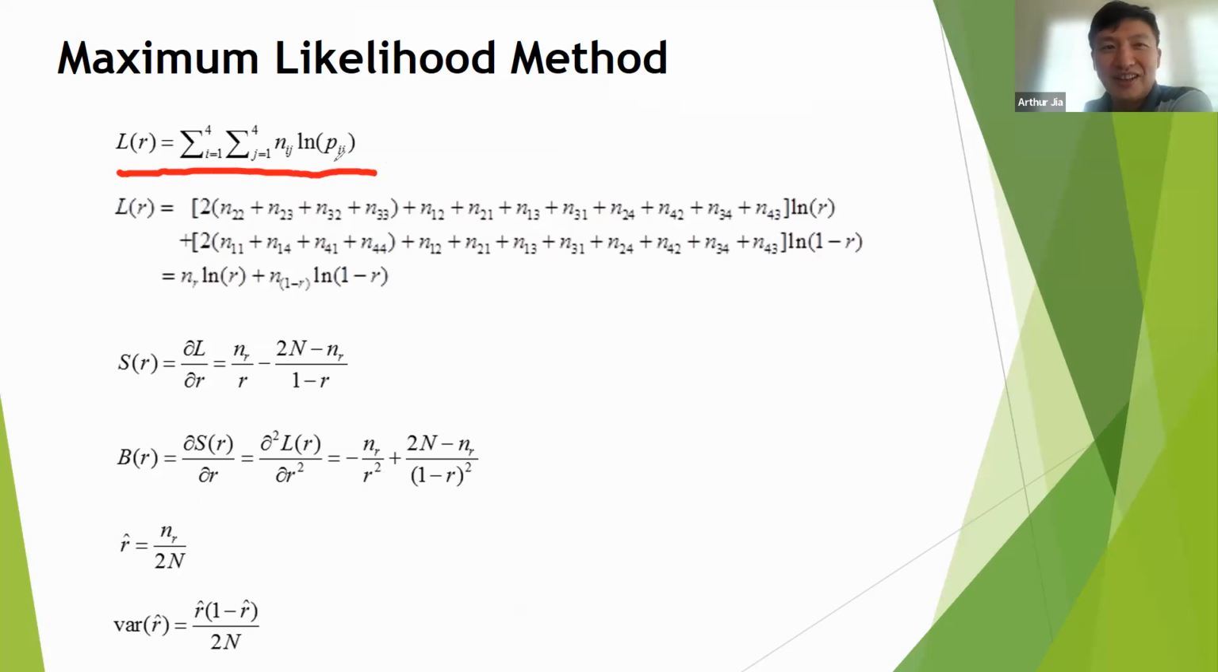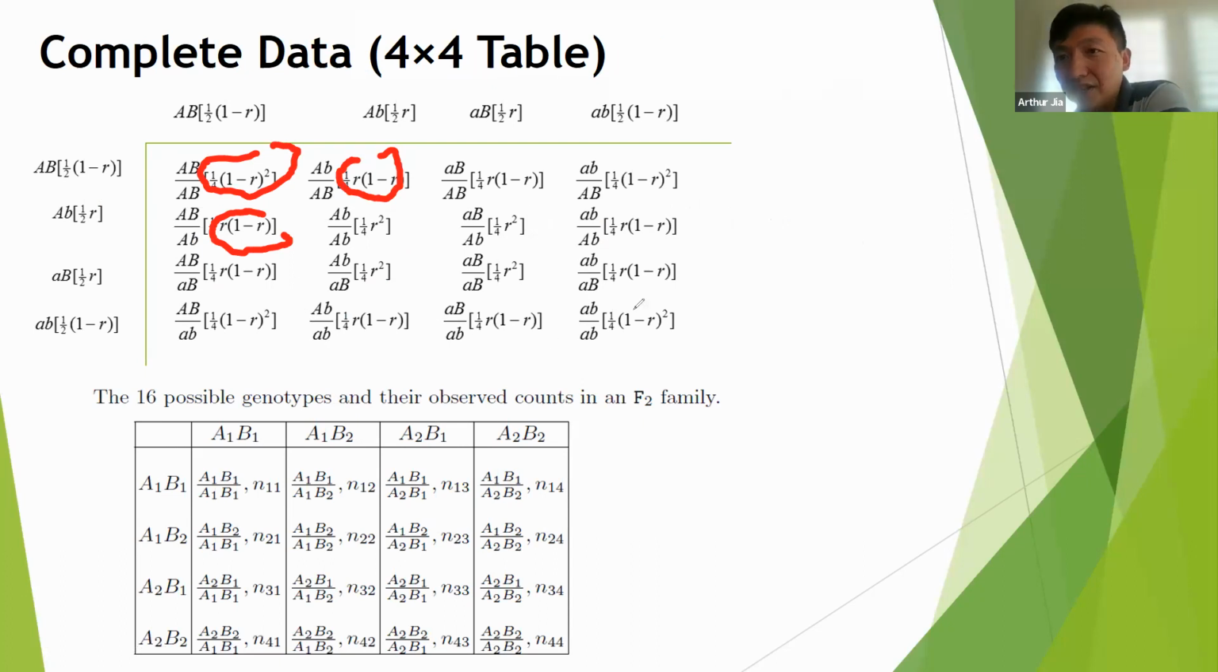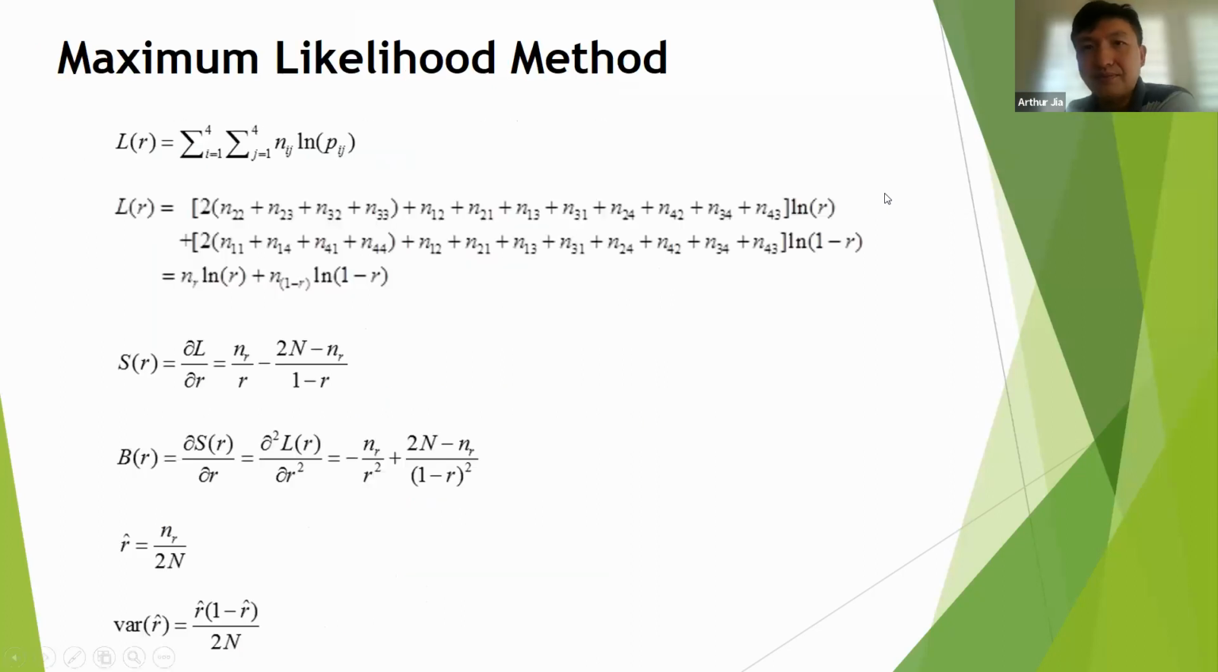Given the probability for each of the 16 categories, I hope every one of us can understand what I mean by the probability ij here. So we have P11, P12, P21, something like this. We have 16 probability values associated with these 16 categories, right? When you want to construct your likelihood function, this is what we do: 4 by 4, 16 terms, right?